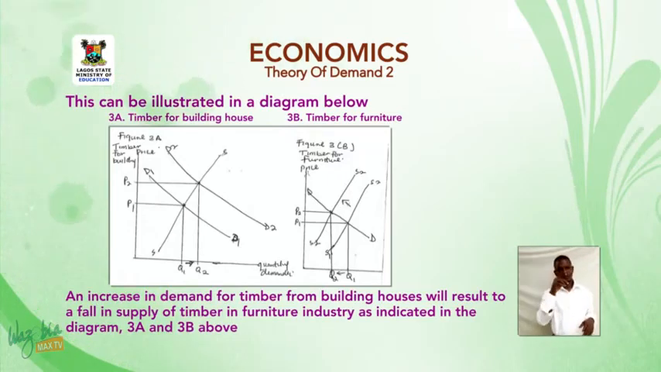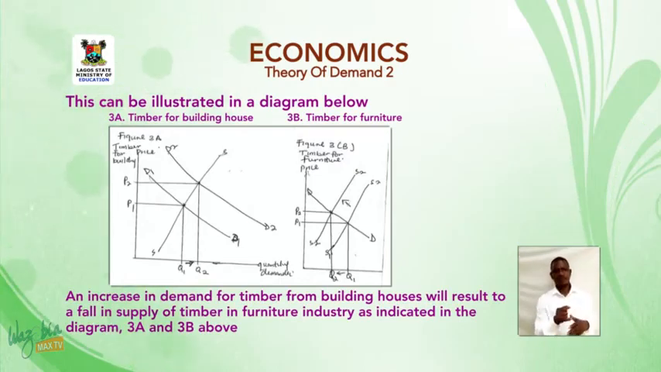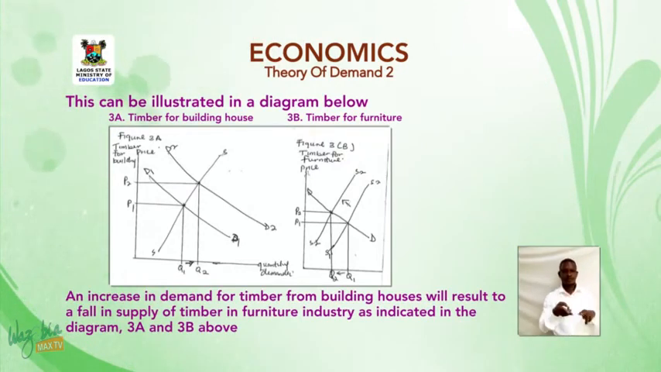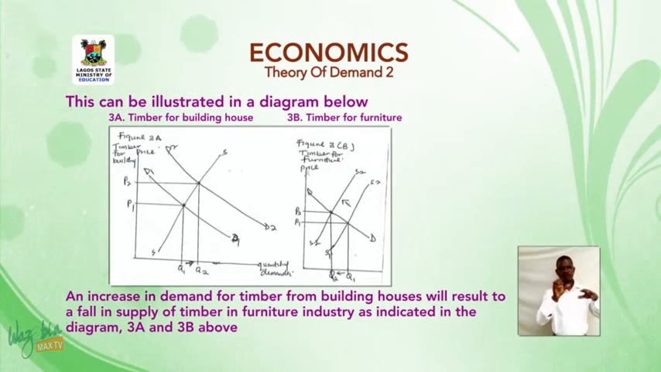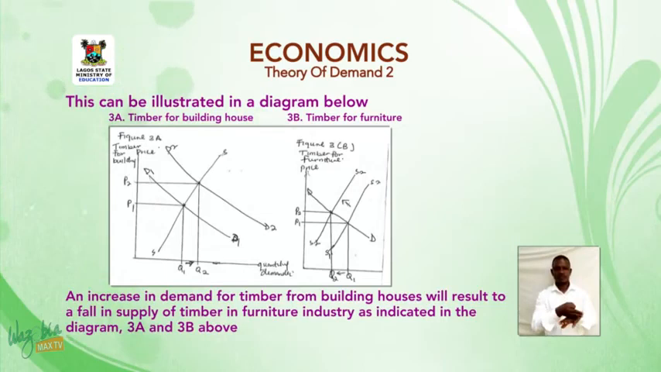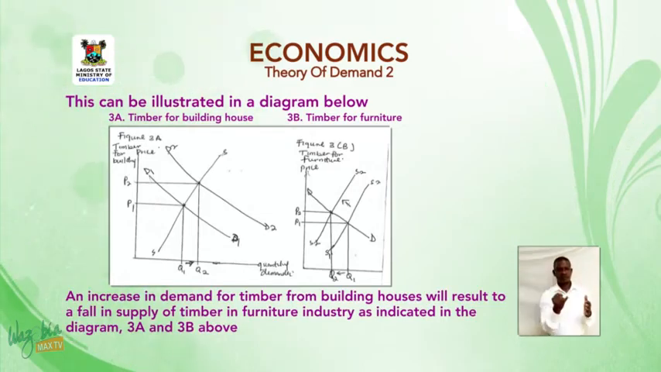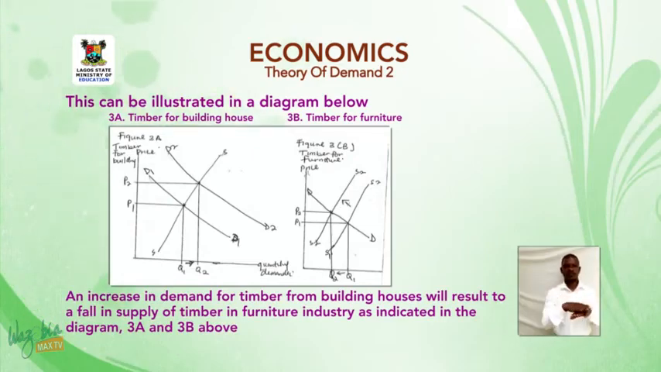3A, timber for building house. 3B, timber for furniture. An increase in demand for timber for building houses will result in a fall in supply of timber in the furniture industry, as indicated in the diagram 3A and 3B above.